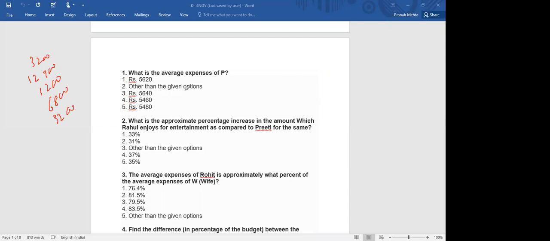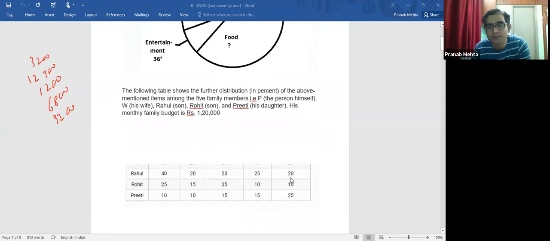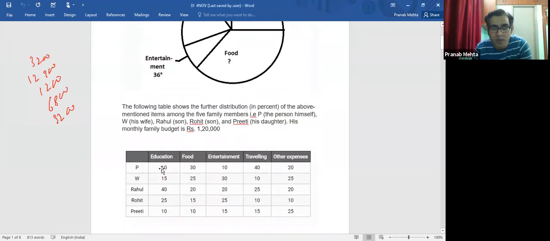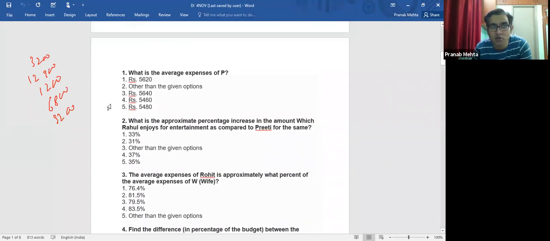Look here. Education 10%. So we have to add the value of this. We have got this value, this value, this value, this value, this value. This is what I'm doing. I'm adding all those things, nothing else. All right, so that is what they are talking about.